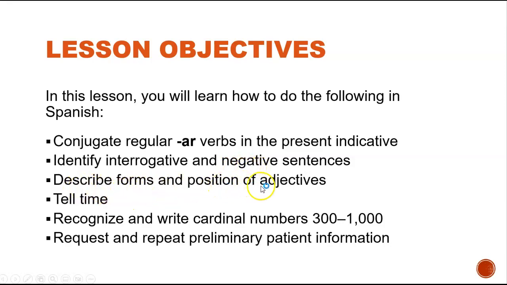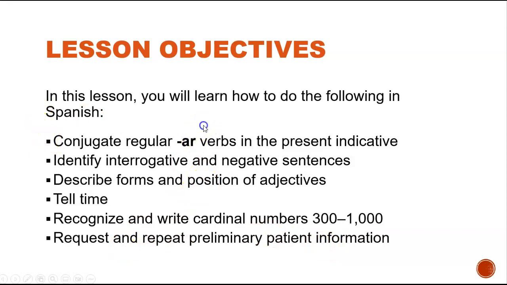Describe forms and positions of adjectives. Adjectives is something we'll learn over time, but it's good to just get our discussion going on how we change them to match nouns and also where they can be positioned in reference to nouns. We'll tell time. Remember numbers that we started from our preliminary lesson, and we're going to need the verb ser for that. Also, we're going to go over numbers 300 to 1000. We're not going over all the numbers at once. We're just taking it slow. In future lessons, you'll go beyond 1000. And some of the communicative goals have to do with requesting and repeating preliminary patient information.